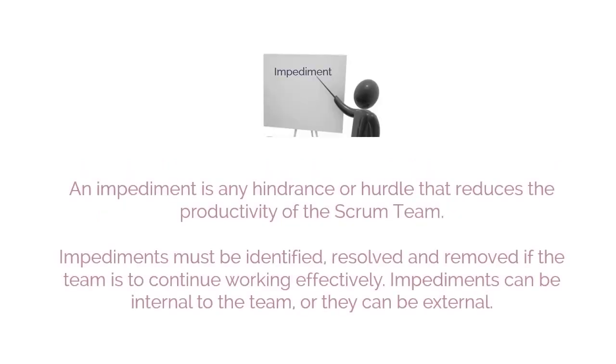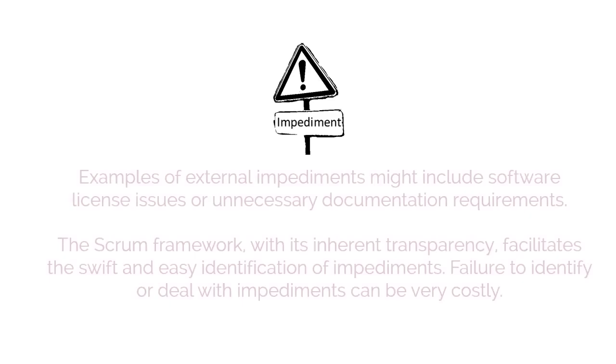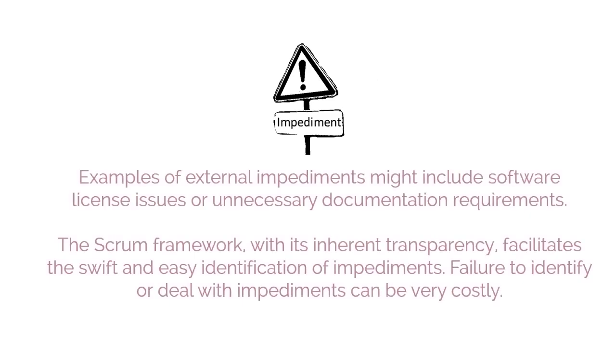According to the Impediment Log, any impediment is any hindrance or hurdle that reduces the productivity of the Scrum team. Impediments must be identified, resolved, and removed if the team is to continue working effectively. Impediments can be internal to the team, such as inefficient workflow or lack of communication, or they can be external. Examples of external impediments might include software license issues or unnecessary documentation requirements.